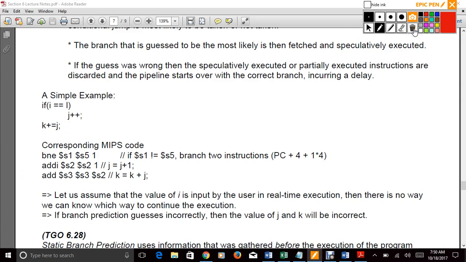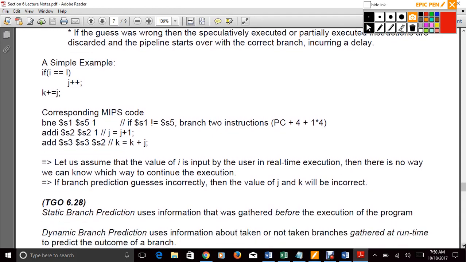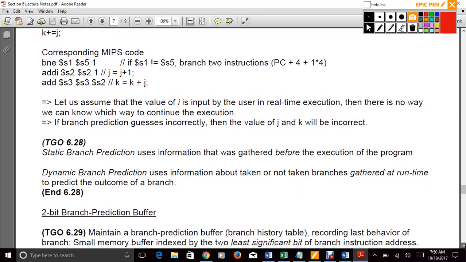So let us assume that the value of I is input by the user in real-time execution. And there's no way we can know whether to continue the execution or not until we actually do this. It's not something that can be driven by the compiler. So if branch prediction guesses incorrectly, then the values of J and K will be incorrect. So we're going to deal with two different things: static and dynamic branch prediction to deal with this problem.